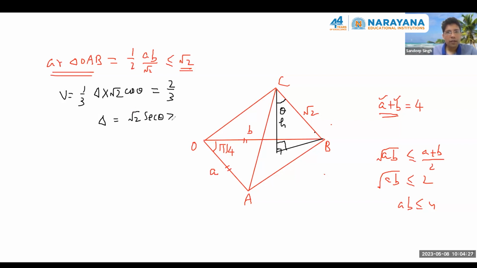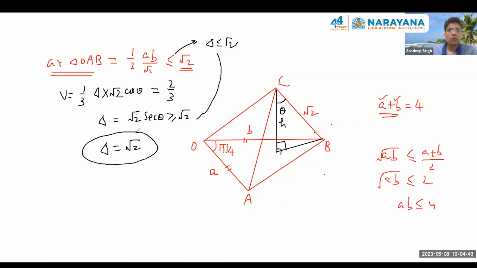Which is always greater than or equal to root 2, whereas delta, which we have obtained here, is smaller than root 2. And since equality is holding simultaneously, therefore delta must be root 2. Delta must be root 2. And hence, what is the height? Height must be root 2. That means BC must be the altitude itself.